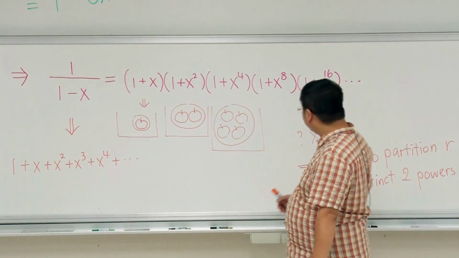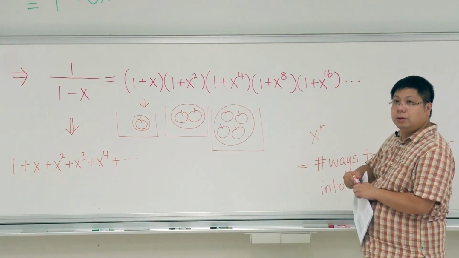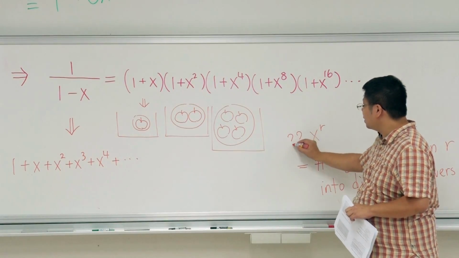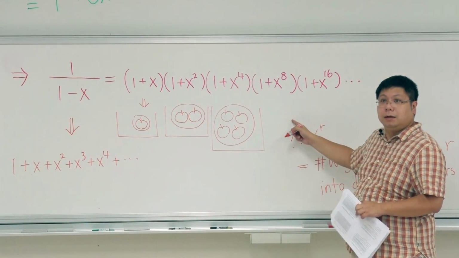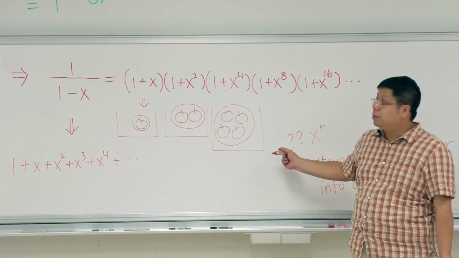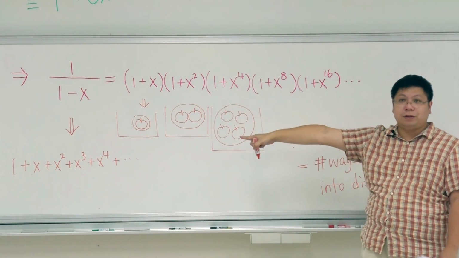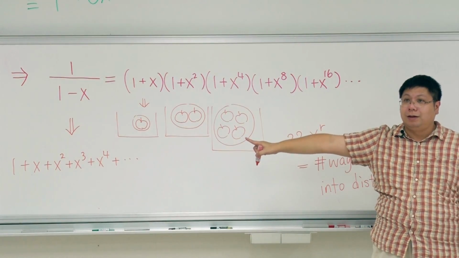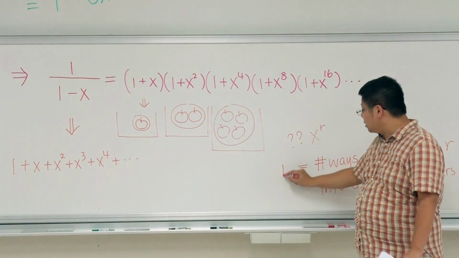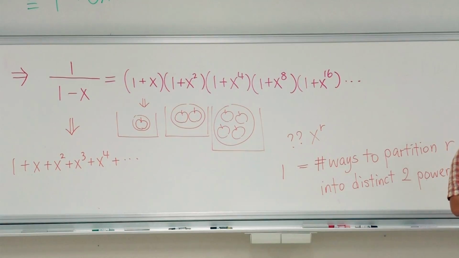So we know what the coefficient is. The left-hand side is equal to the right-hand side, right? So what is the coefficient of x to the power r out there? It is equal to 1. What does that mean? That means that every number has a unique way to be partitioned into distinct 2 powers. And it is what we know, okay?